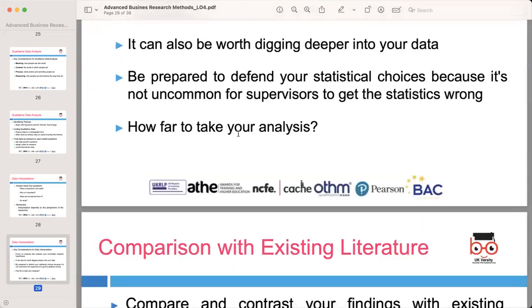So how far to take your analysis? Determining the extent of your analysis is always an important consideration. While it's tempting to analyze data extensively, it's key to strike a balance. Consider the scope of your research, available resources, and the depth of insight needed to answer your research questions.